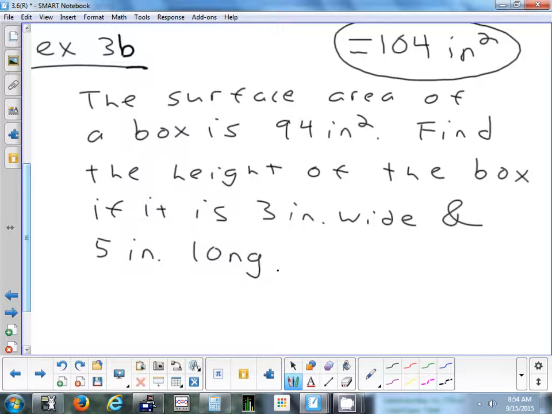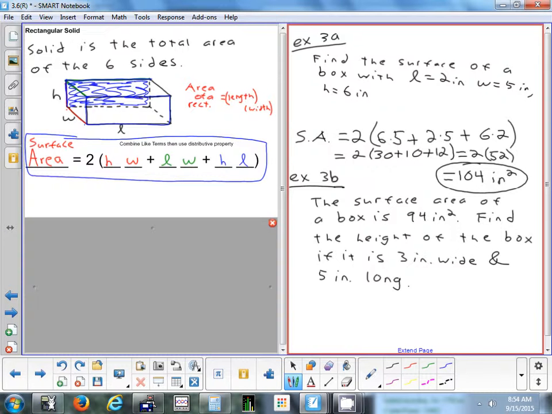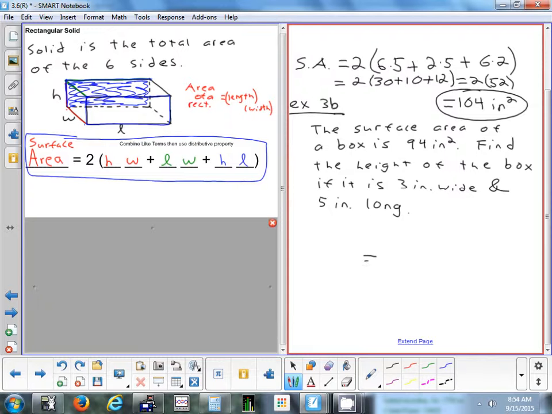So what I'm going to do is copy my formula over from the other page. Or actually, I can just leave it up at the same time. All right. So left-hand side, we're not going to have SA for surface area. We know the surface area. We're going to fill that in. Surface area is 94. All right. Next thing that comes after the equal sign, we've got our 2 times H times W. 3 times.